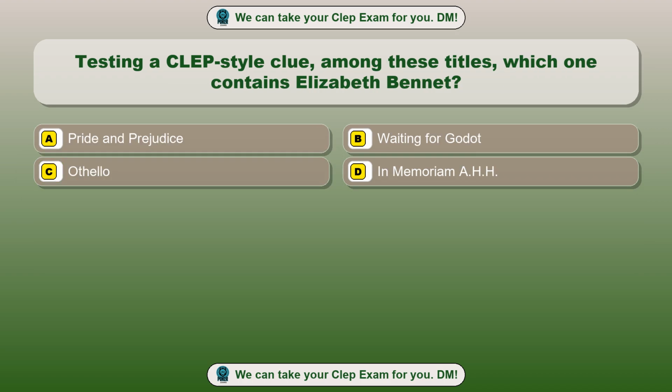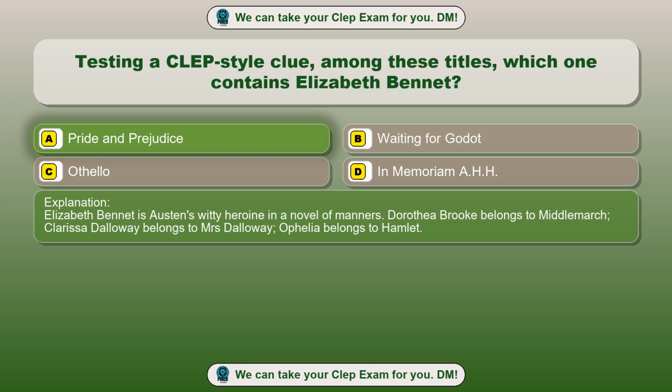Question 53. Testing a CLEP-style clue among these titles, which one contains Elizabeth Bennet? Option A, Pride and Prejudice. Option B, Waiting for Godot. Option C, Othello. Option D, In Memoriam A.H.H. The correct answer is option A, Pride and Prejudice. Elizabeth Bennet is Austen's witty heroine in a novel of manners. Dorothea Brooke belongs to Middlemarch, Clarissa Dalloway belongs to Mrs. Dalloway, Ophelia belongs to Hamlet.